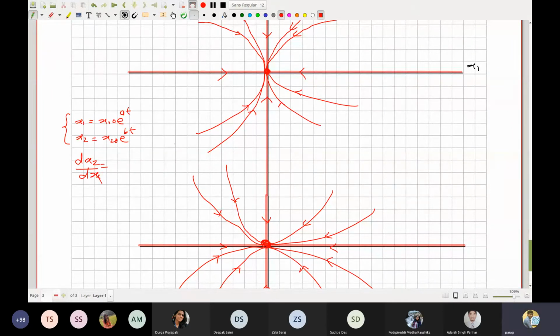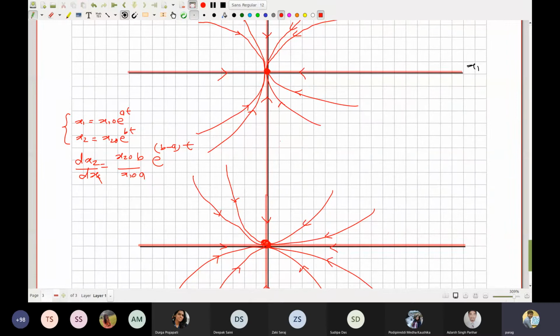So this is x versus y, so it will be dx2 by dx1. That would be equal to x20 by x10, b by a, e to the power (b minus a) times t. I think this is going to be the solution.